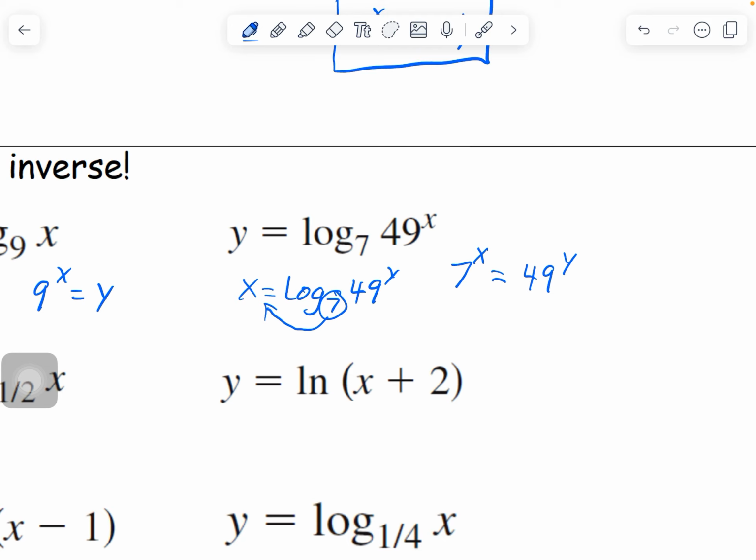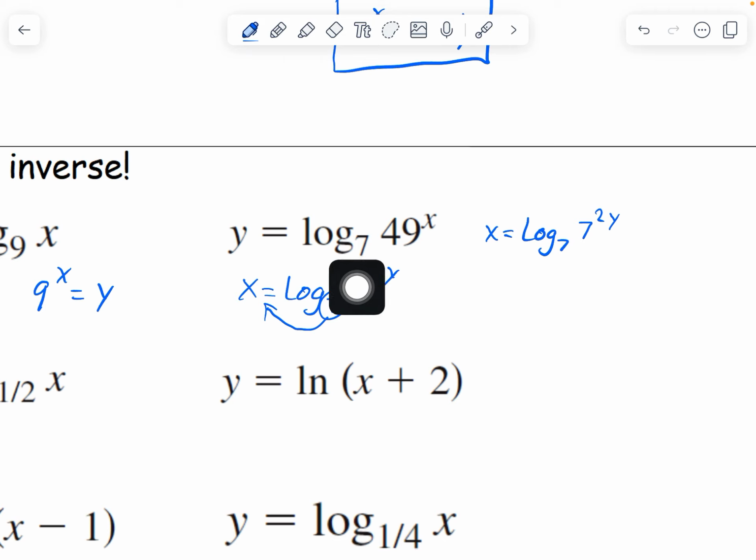Actually, let's start over on this one. This one we have to start out by rewriting this whole thing as x equals log base 7 of 7 to the 2x, or sorry, 2y. Now the reason I had to rewrite it like that is because the log, like these two have to match in this instance since we have an exponent up here.